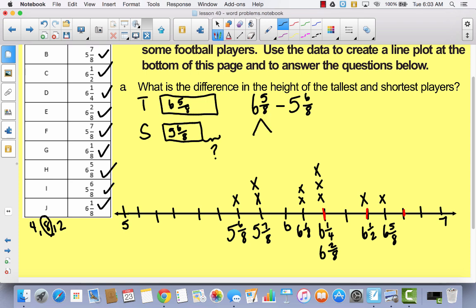One of the strategies that we used when we were subtracting mixed numbers is we took this whole number and we took one away. So I would make this 5. And then I would take that whole number, which would be 8/8.